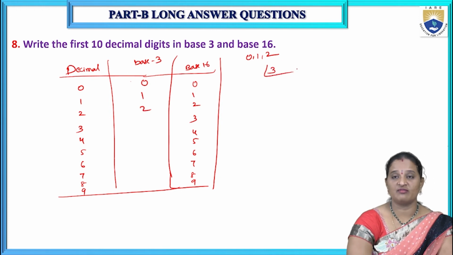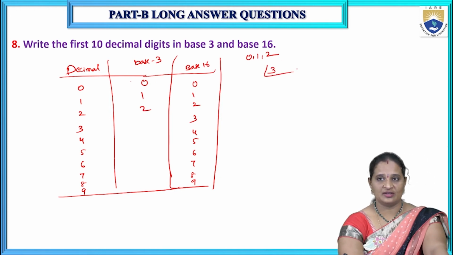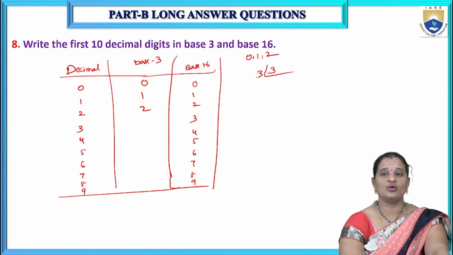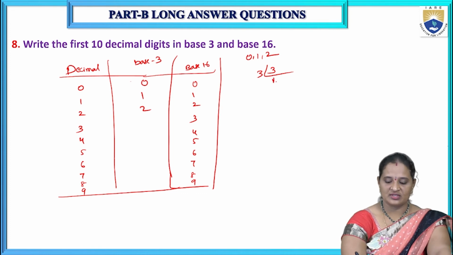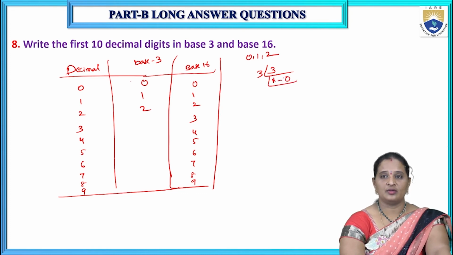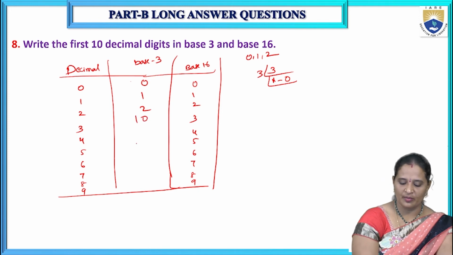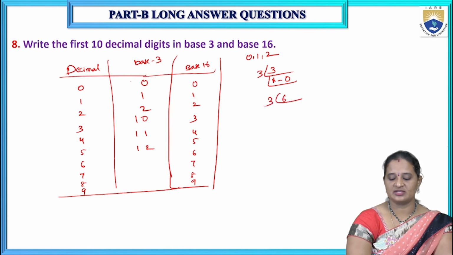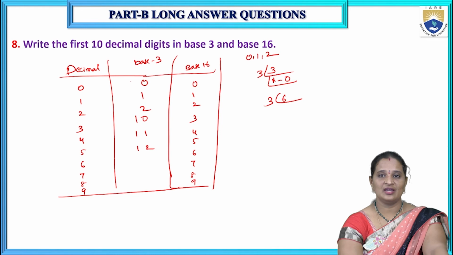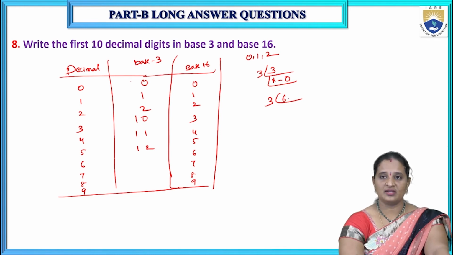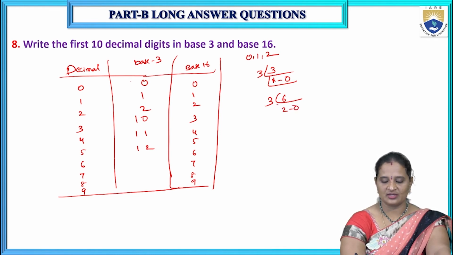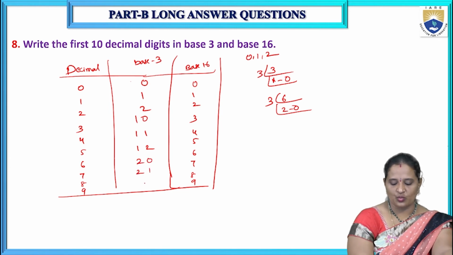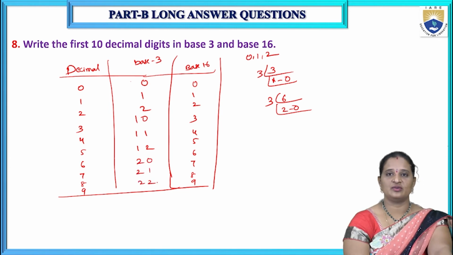Whereas 3, how can I convert 3 into base 3? So 3 is a decimal number. I want to convert it into base 3. So then I have to divide by 3. 3 ones are 3 with a 0. So that means 1, 0. Whereas 4 can be represented as 1, 1. 5 can be 1, 2. And 6, how can I represent decimal number 6 in base 3? So we need to divide the 6 by 3. 3 twos are 6 and it is 0. So 2, 0, 2, 1, 2, 2. Okay, so like that you can represent.